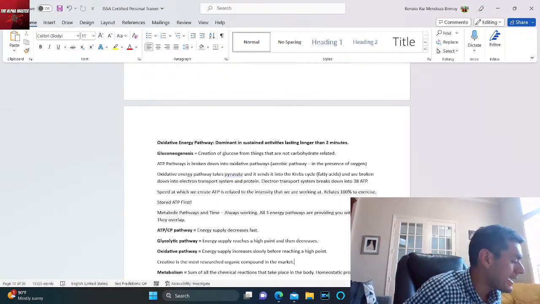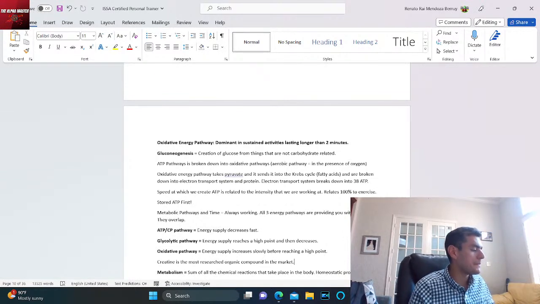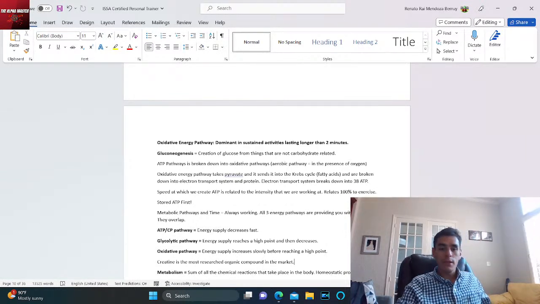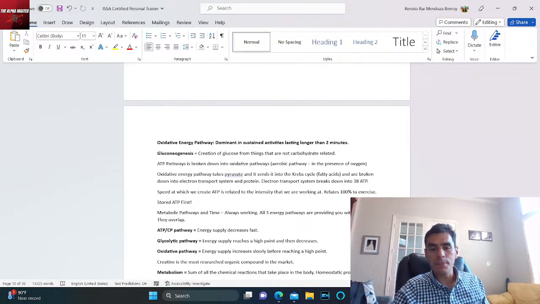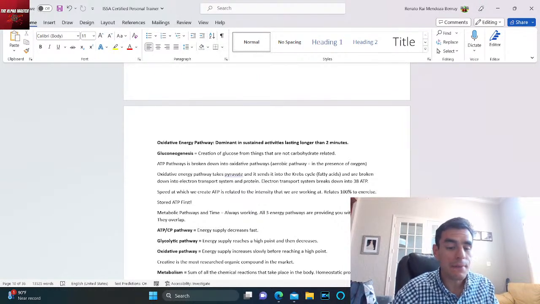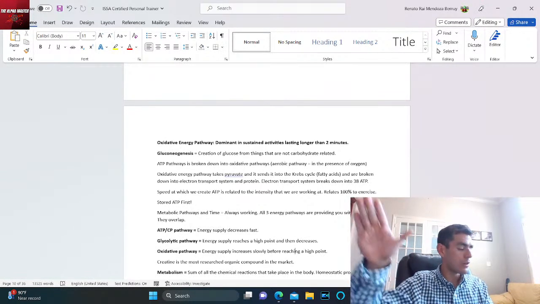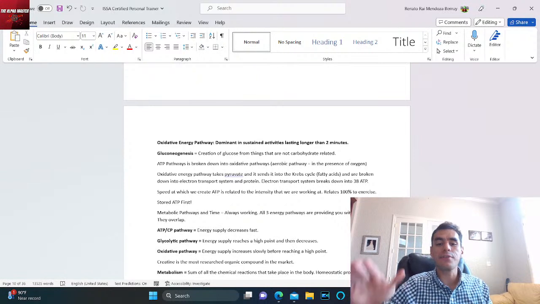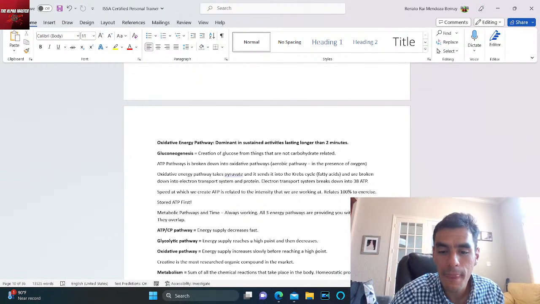The metabolic pathways and time: all three energy pathways overlap and are always providing you with energy. With the ATP-CP pathway, the percentage of energy supply decreases fast. With the glycolytic pathway, the percentage of energy supply reaches a high point and then decreases. And with the oxidative pathway, the percentage of energy supply increases slowly before reaching a high point.